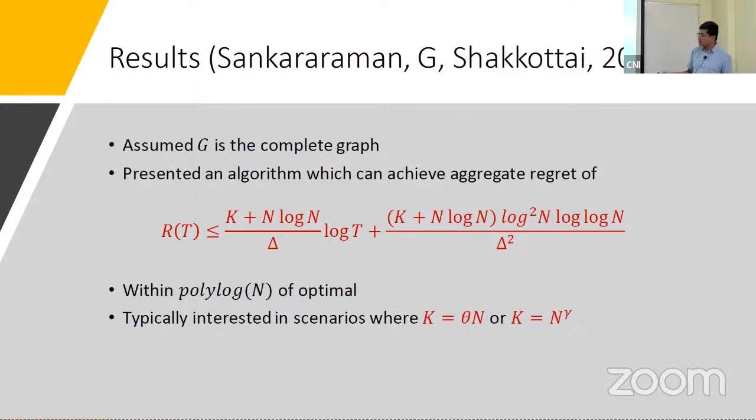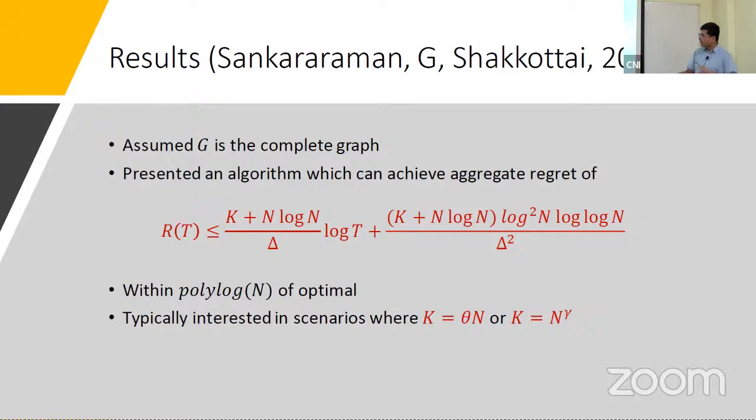Okay, so let's say G is the complete graph, so you can talk to anyone you like, but you speak with one person at a time, and you can choose them as you like. For this setting, we presented an algorithm where we achieve a regret whose coefficient on log t is k plus n log n. Whereas if you looked at the form for the no communication setting, it was k times n. So instead of k times n, we get k plus n, roughly up to this log n.